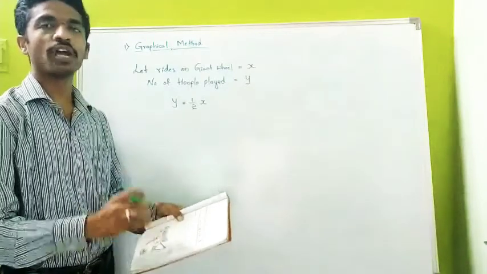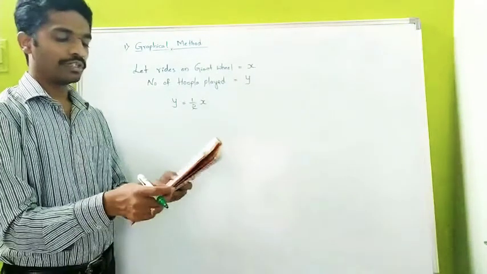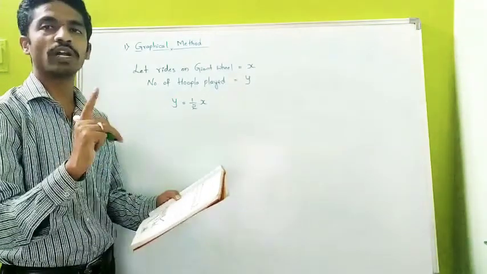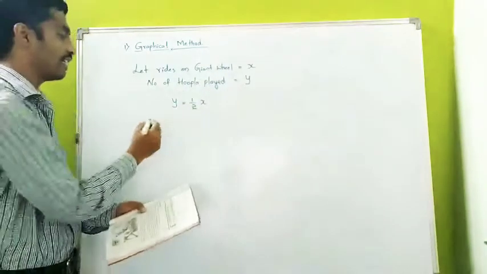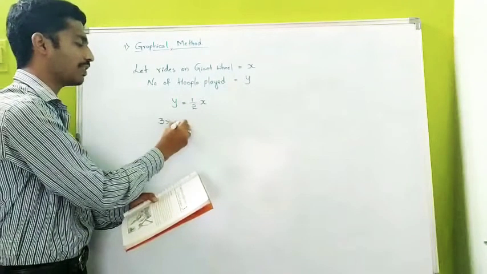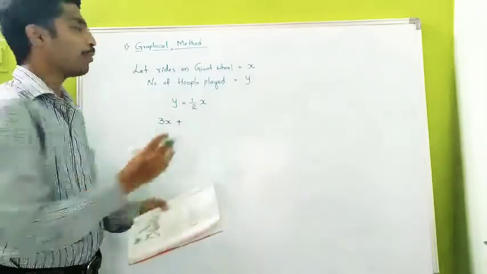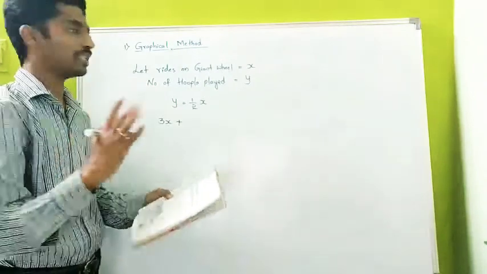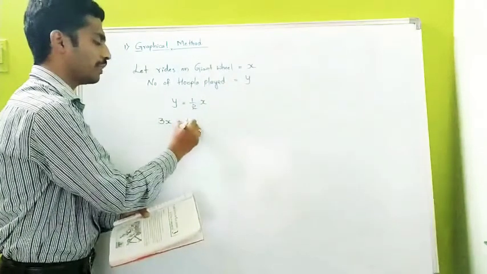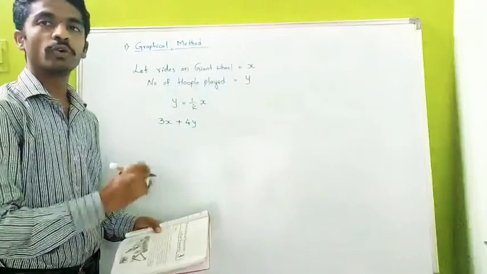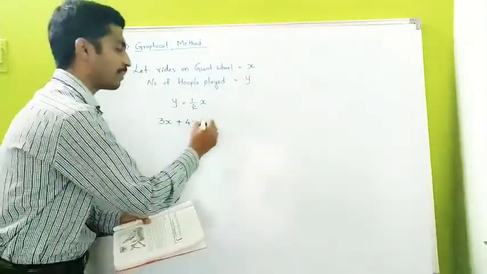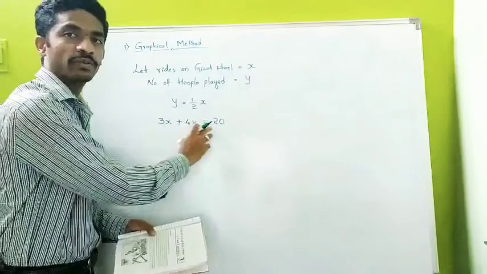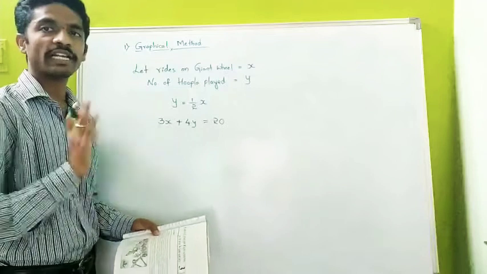The second equation is about the amount. See how much she is paying. For each ride she pays 3 rupees. How many rides are there? x rides. It means 3 into x rupees, plus, for each game of hoopla, every time how much does she have to pay? 4 rupees. So how many times? y times. So it means 4 into y. Totally how much did she spend? She spent 20 rupees. So 3x plus 4y gives us 20 rupees. This is our second equation.